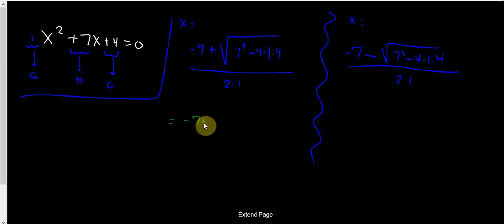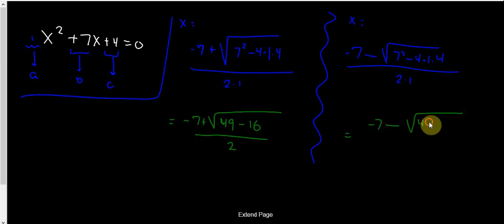So for instance, I think we know 7 squared is 49. Hey, where'd my plus sign go? And then 4 times 1 times 4, that's just minus 16. 4 times 4 is 16. Divided by 2 times 1 is 2. And over here we'll have the same numbers, negative 7 minus the square root of 49 minus 16 divided by 2.